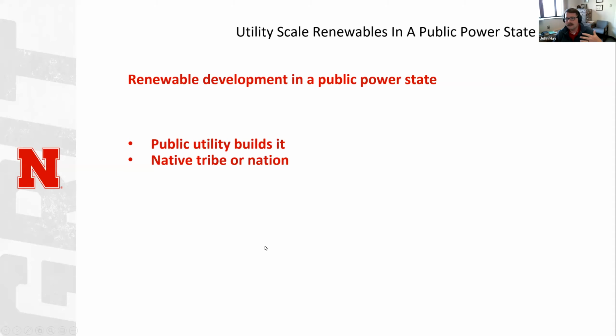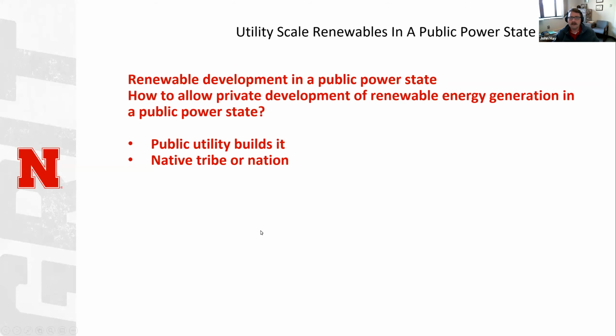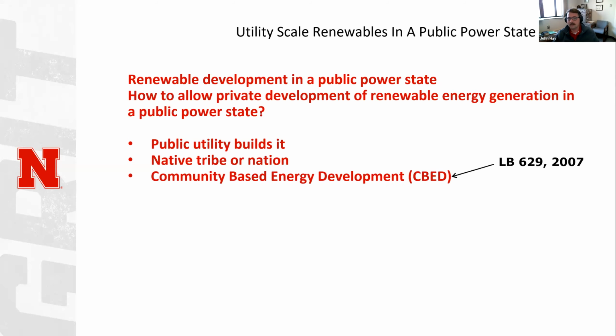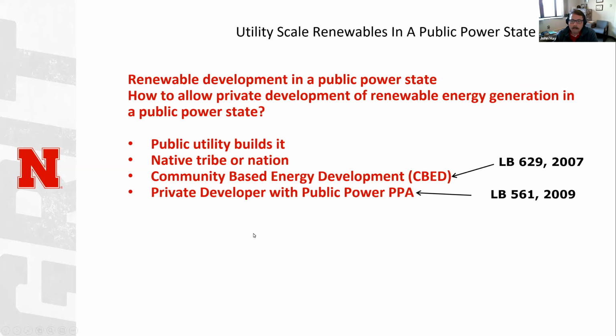But as the wind industry started to boom, Nebraska wanted to take advantage of that and get some of that economic development, so they started to pass laws. They really passed these laws with wind in mind, but over the intervening years, solar and other renewables have become part of this set of laws. So how do we allow for private development of renewables in a public power state? First of all, it can be community-based energy development, which is a law that says if there's Nebraska ownership in that renewable development, it can get built in a public power state.